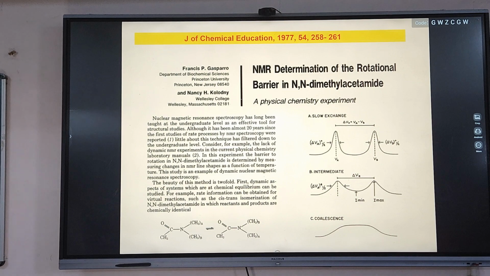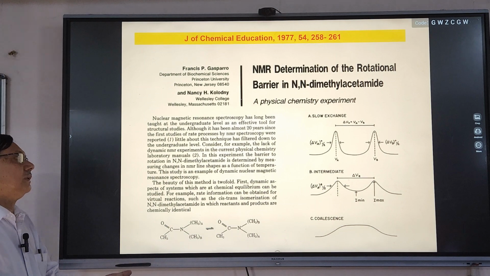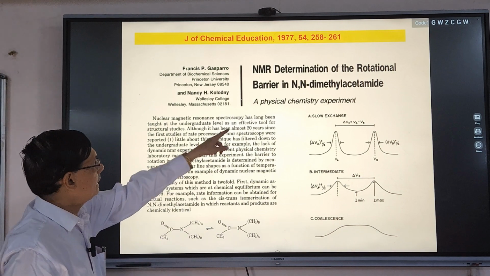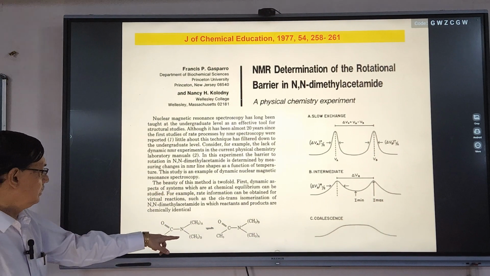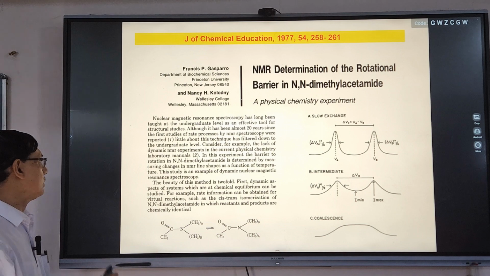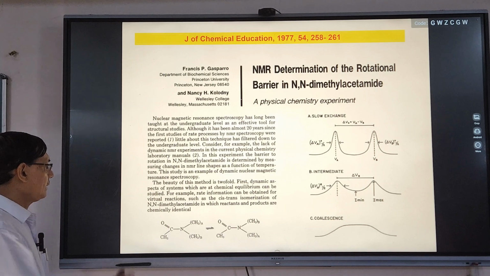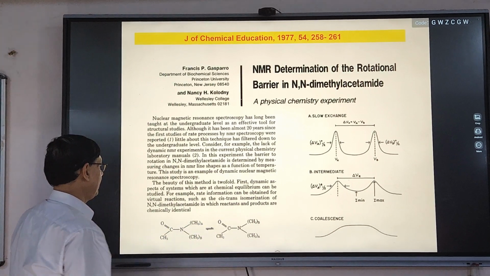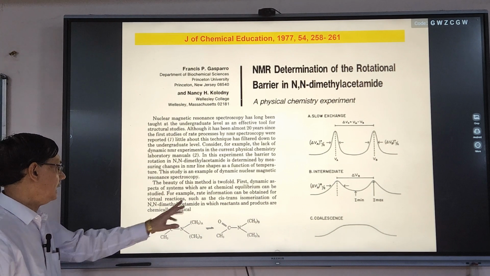Similarly, I am taking another example that is published in the Journal of Chemical Education. And here actually, whatever we are seeing in the books of Kalidas or others, this is the original research paper, a physical chemistry experiment. Again you see, the same equation. The beauty of this method is twofold. First, dynamic aspects of systems which are at equilibrium can be studied. For example, rate information can be obtained for virtual reactions such as cis trans isomerization of N,N-dimethyl acetamide.